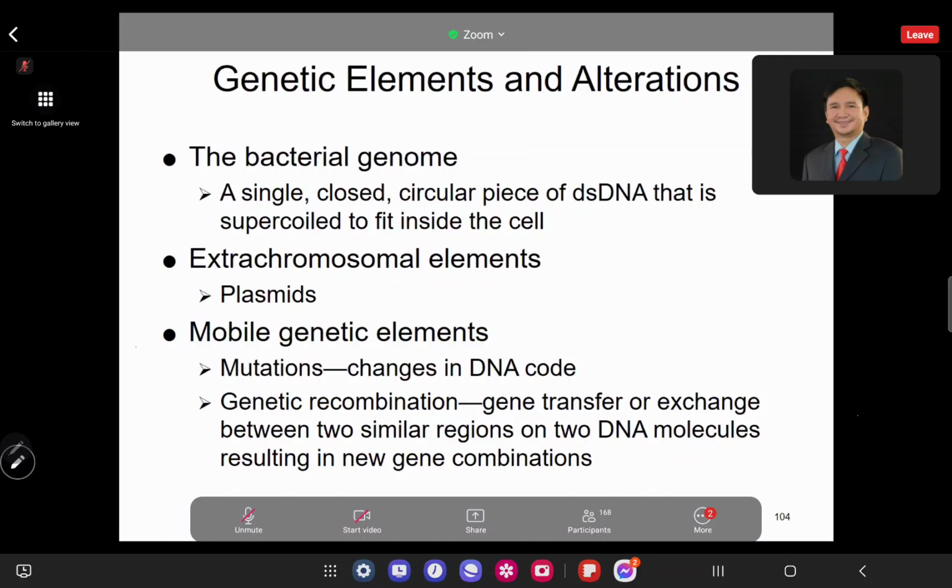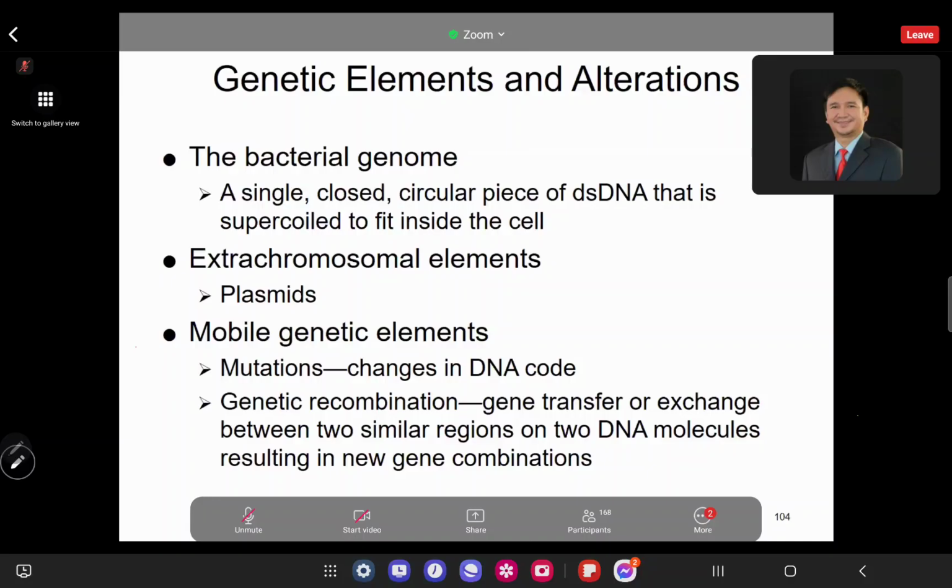While your mobile genetic materials, you have your mutation, changes in the DNA sequence that may affect bacterial traits such as antibiotic resistance. And then genetic recombination, it is the exchange or transfer of genetic material between DNA molecules, generating new gene combinations.